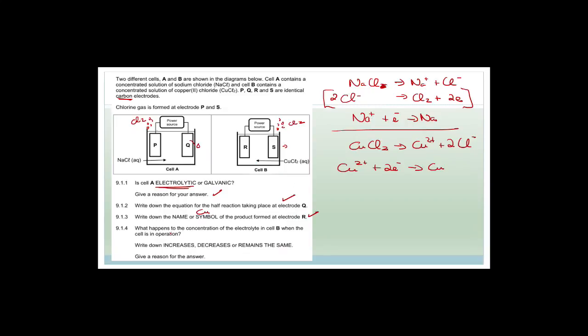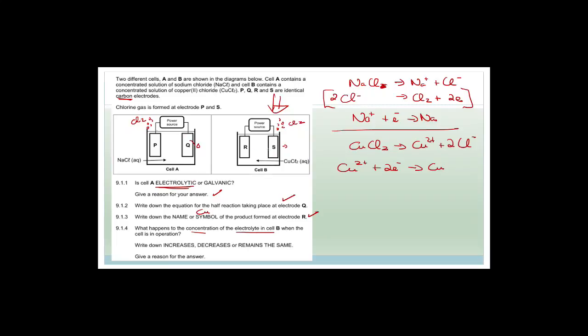Now it says, what happens to the concentration of the electrolyte in cell B when the cell is in operation? Write down only increases, decreases, or remains the same. Okay. So do you agree, it says here that cell B contains a concentrated solution of copper 2 chloride ions. Copper 2 chloride. Right, and these are carbon electrodes, carbon. And it's asking what happens to the concentration of the electrolyte?